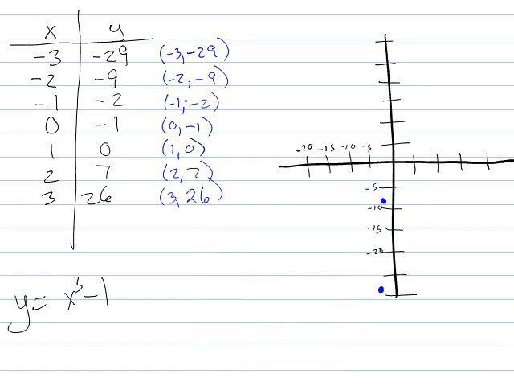Alrighty. Then we've got -1, -2. I've got 0, -1. I'm going to move that one. 0, -1, 1, 0. Then I've got 2, 7. And 3, 26. Alright, this is a pretty funky looking shape, but I can kind of get the idea of what's going on.